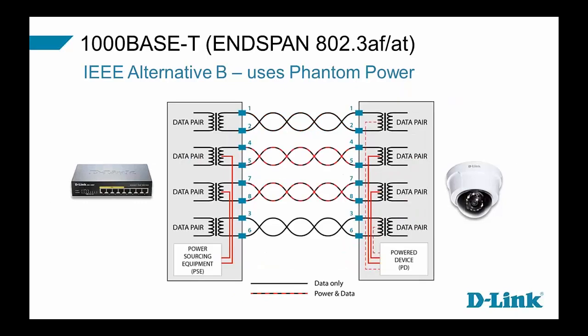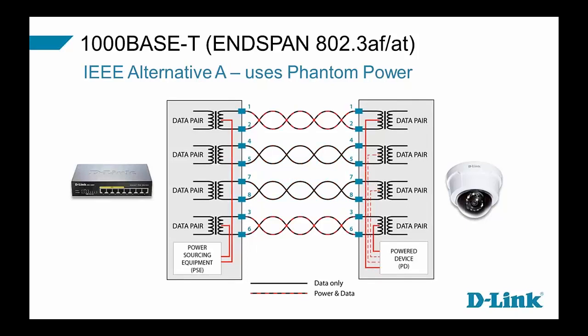Now, when I get into gigabit, 1000BASE-T, here's an example with alternative B. Remember, with 1000BASE-T gigabit, all 8 conductors, all 4 pairs are carrying the data. And then because this is alternative B, I'm actually doing phantom power on 4, 5, 7, 8 to carry the data and the DC power. And then similarly with alternative A and gigabit, same thing, data on all 4 pairs and also phantom power applied to 1, 2, and 3, 6.